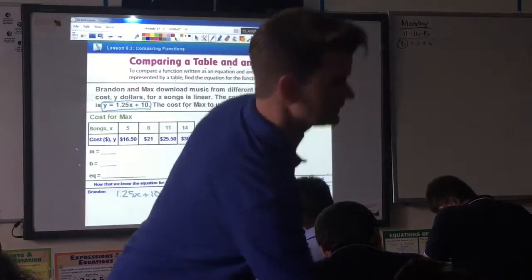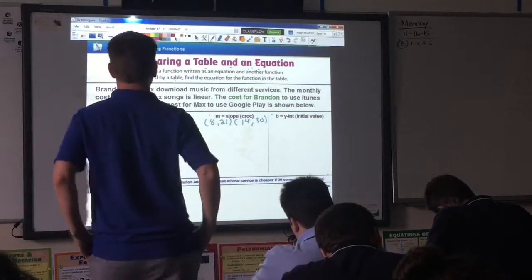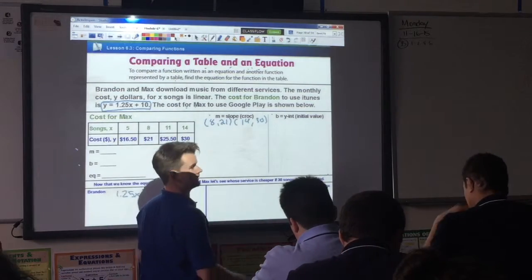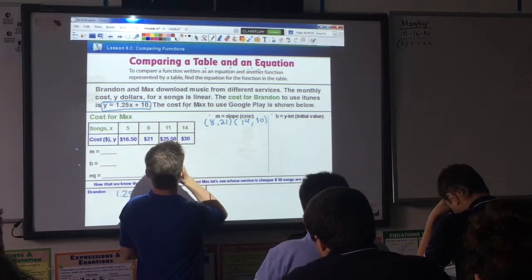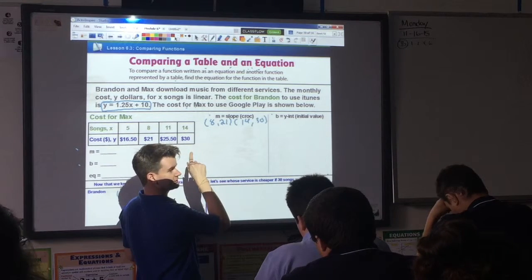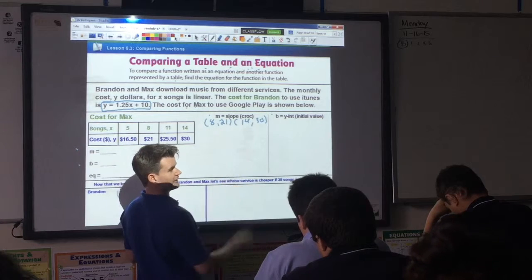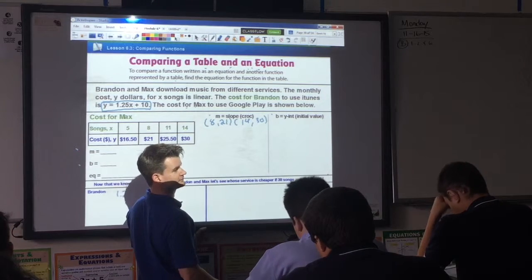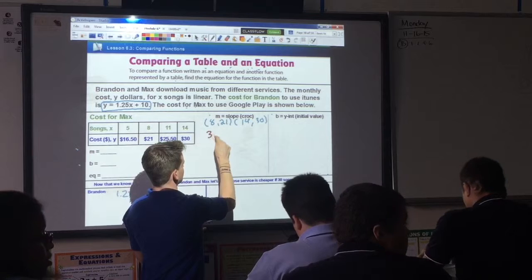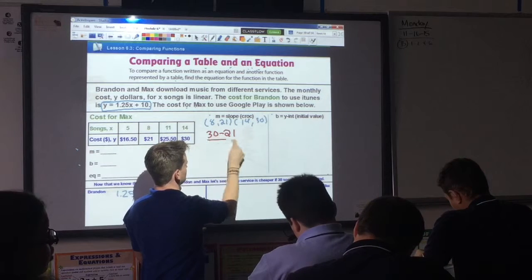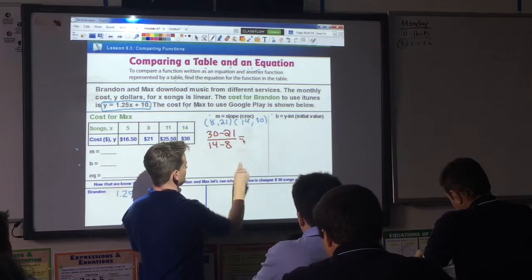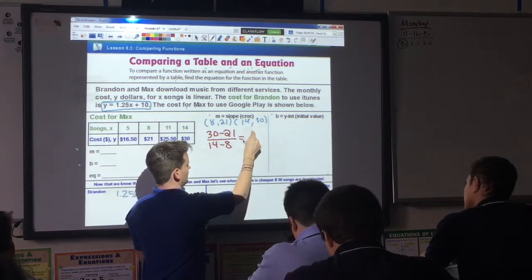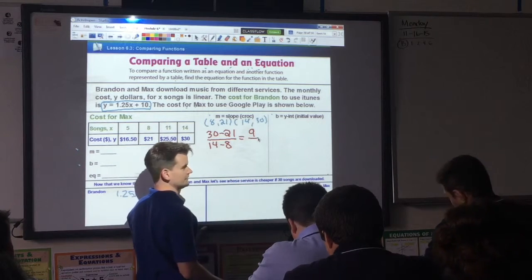Brianna, tell me, what am I writing in the formula? We're going to use a slope formula here, so what goes in? 21 minus 16.5. Oh, you use the other coordinate pairs? Let's use these coordinate pairs. Okay. What would you write? 30 minus 21 over 14 minus 8. What's 30 minus 21? 9. And then just Brianna, please. What's 14 minus 8?